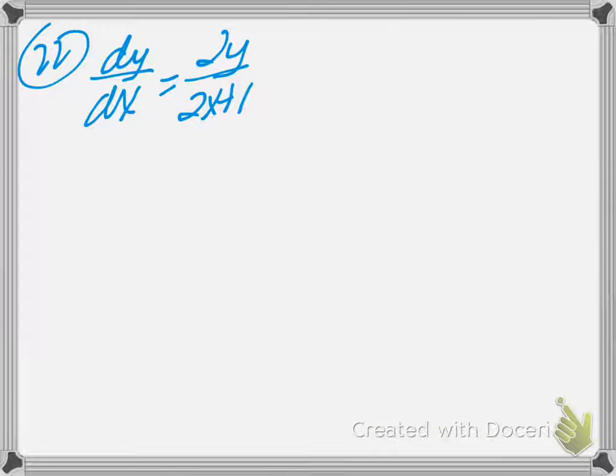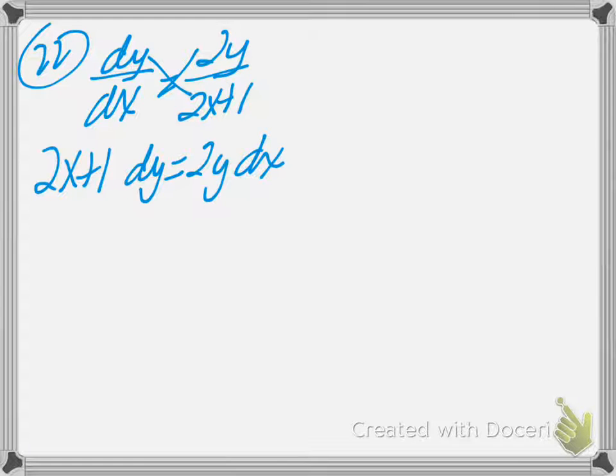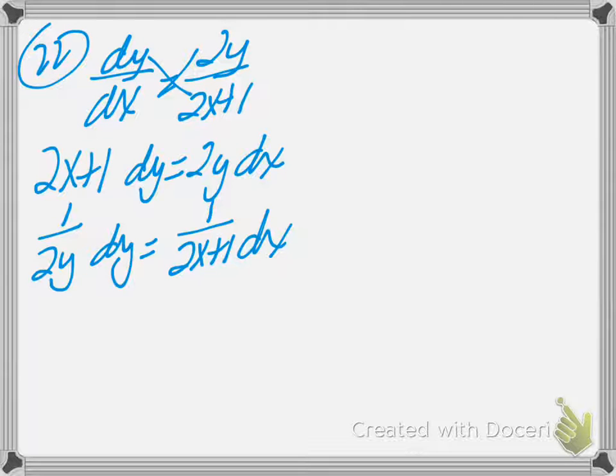Okay, for 22, this is a differential equation. We're going to cross multiply. We're going to divide both sides by the things in front of the dx and dy to get the right signs in the right place. We'll get this. Then we're going to add an integral to each side.